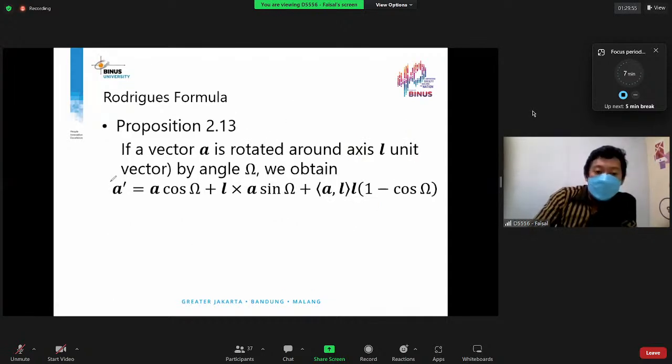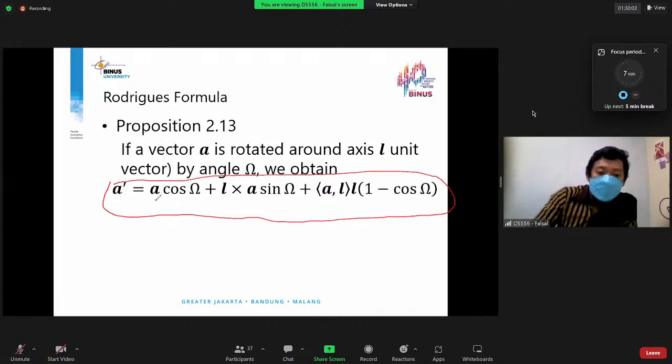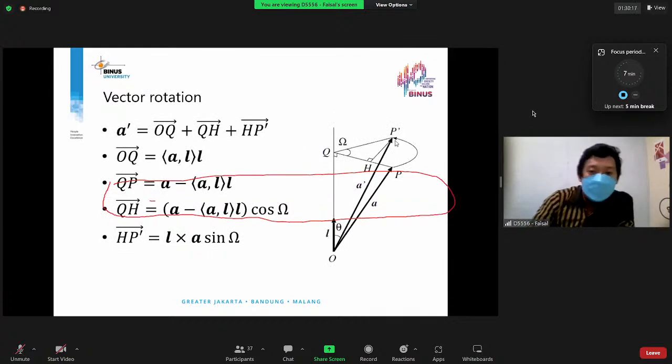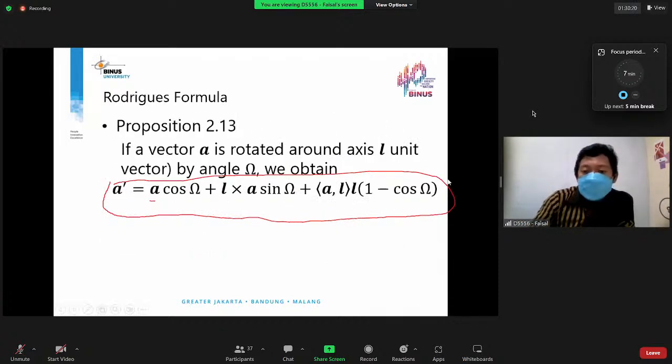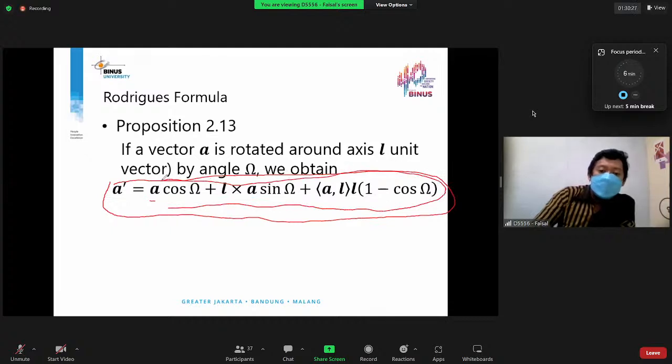And the formula of the vector rotation is A cos omega plus the cross product of L and A times sin omega, plus the projection term, just a substitution of the previous formula. So if you want to rotate, this is the formula. Just plug in what omega is, what the direction line is, and what A is. The calculation uses cross product, inner product, dot product, and cos and sin, so trigonometry, cosine and sine.